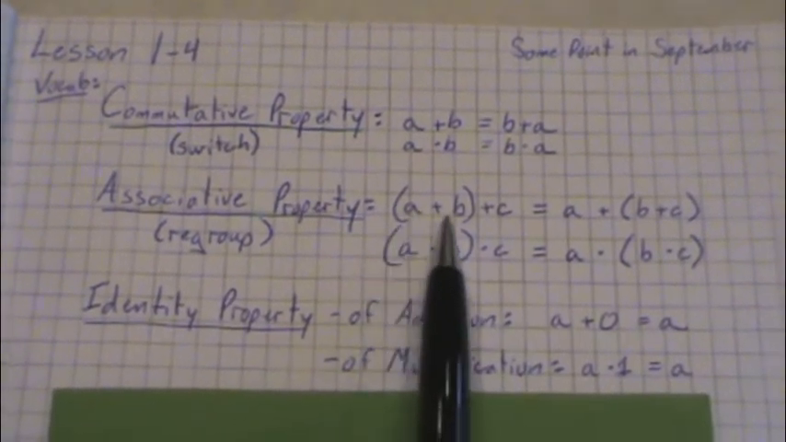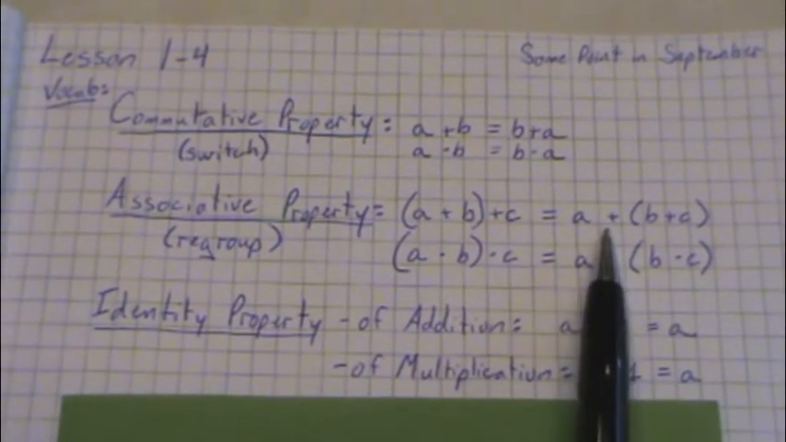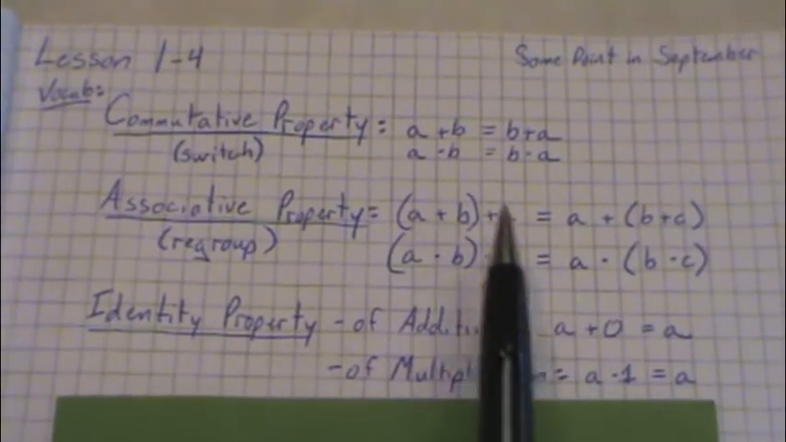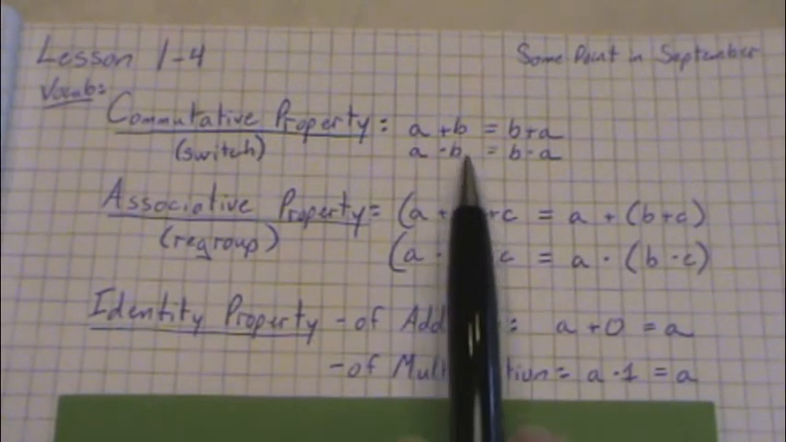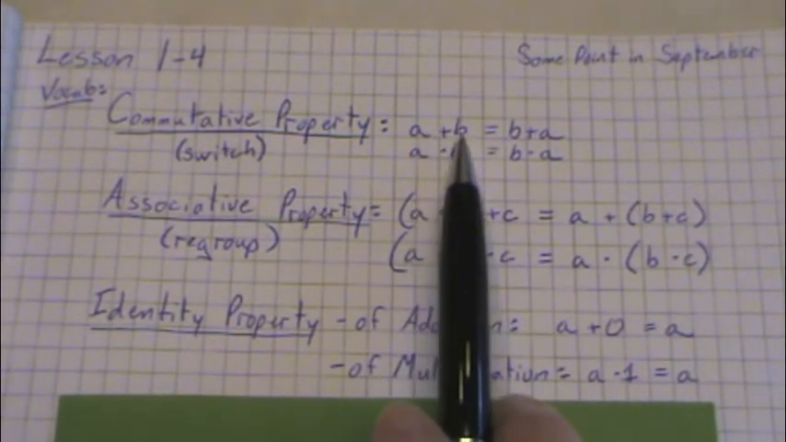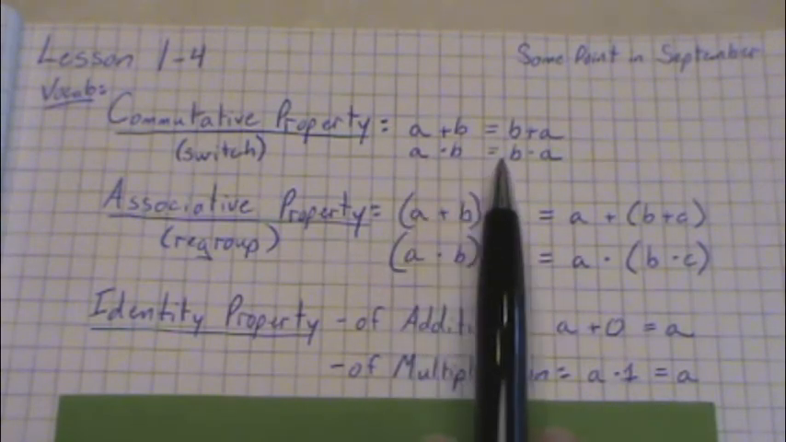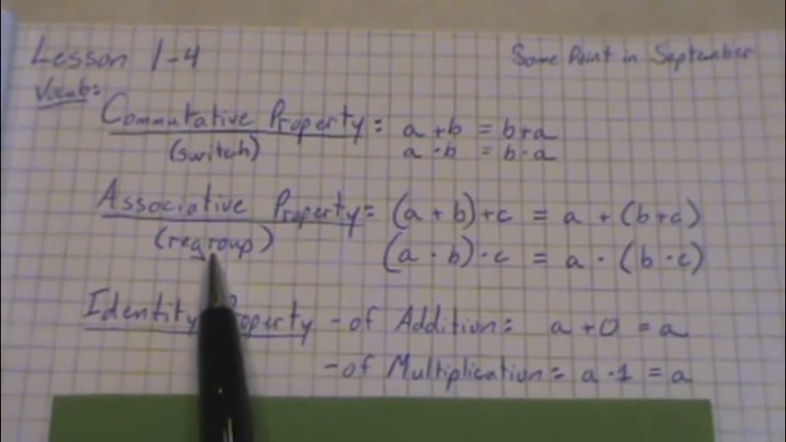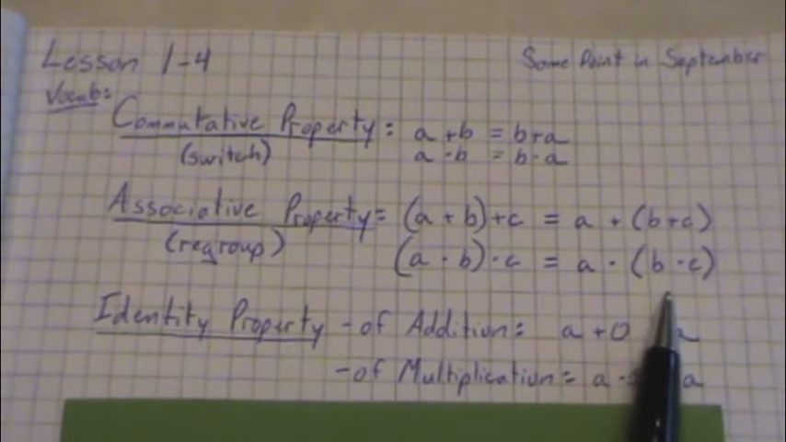All right? A plus B in parentheses plus C is the same thing as A plus in parentheses B plus C. This also works with multiplication. If you're having trouble understanding any of these, put in some numbers and it'll be very obvious. 2 plus 3 is the same thing as 3 plus 2. 2 times 3 is the same thing as 3 times 2. The associative property we're going to call the regroup property. You can change your parentheses around and the math works out the same.